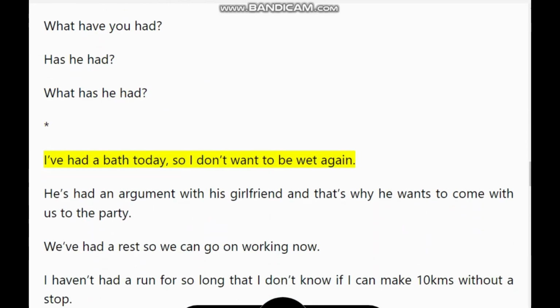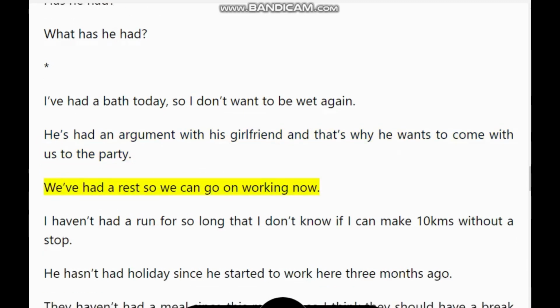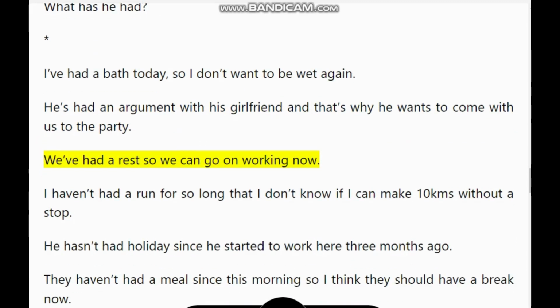I've had a bath today, so I don't want to be wet again. He's had an argument with his girlfriend and that's why he wants to come with us to the party. We've had a rest so we can go on working now.